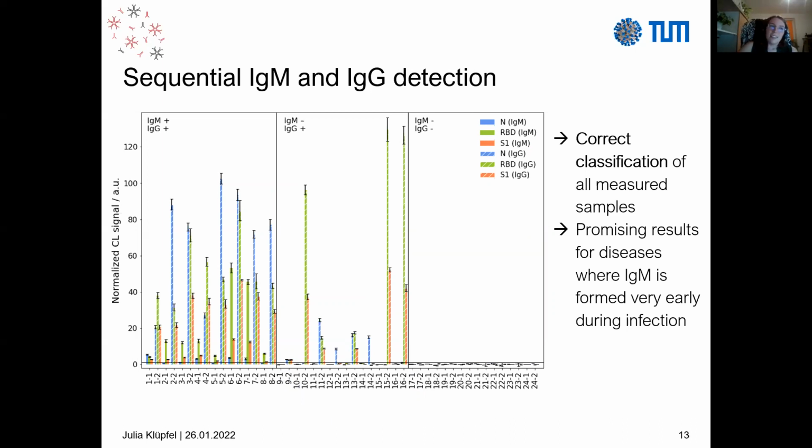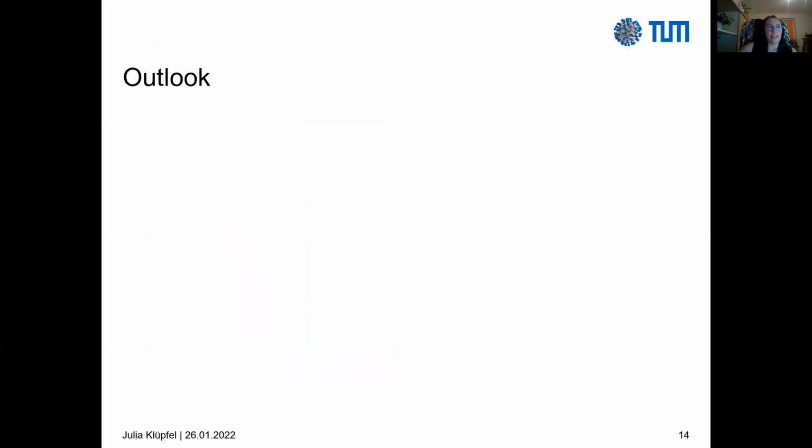This is not very helpful with SARS-CoV-2 because here the IgM production starts relatively fast. That's also why we don't have any samples that only have IgM but no IgG. But it will hopefully be helpful in the future for diseases where IgM is really formed very early during an infection. And with that, I'm already at the end of my talk.